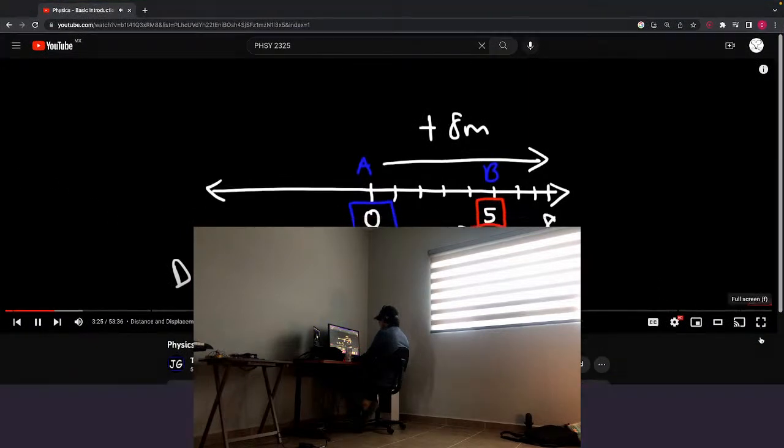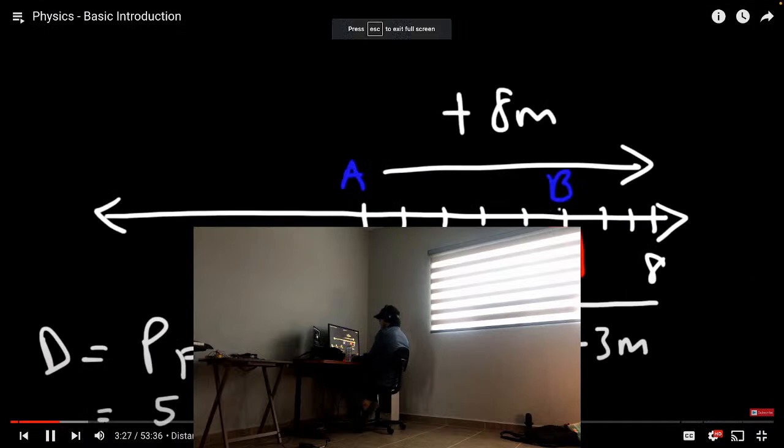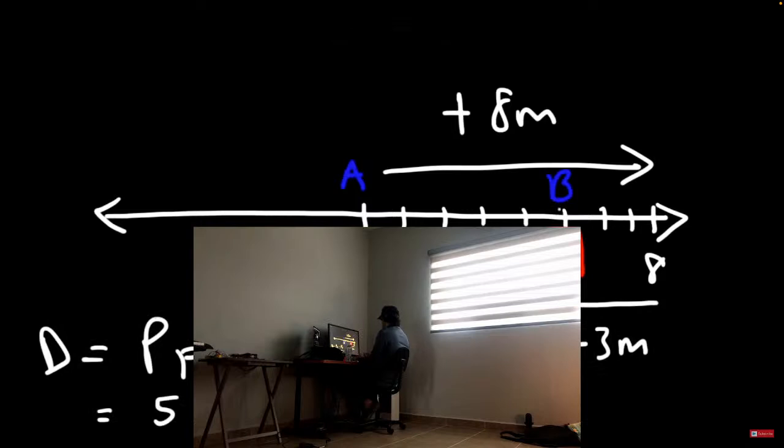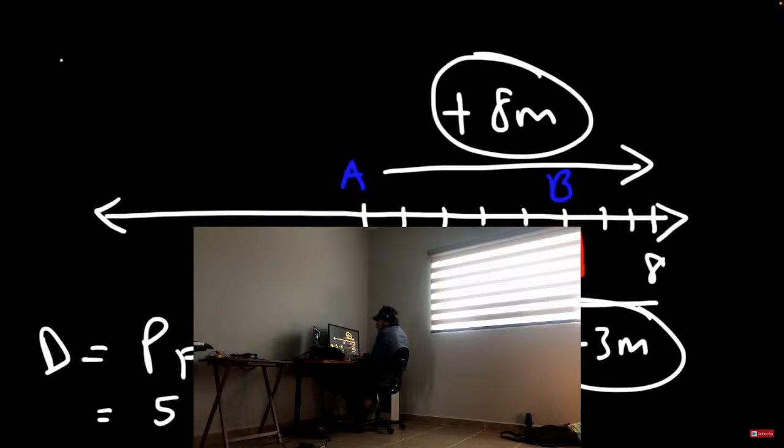is a scalar quantity. It only has magnitude. Displacement is a vector quantity. It has both magnitude and direction. In the case of distance, in the first part of the trip, he traveled a distance of +8. In the second part, he traveled a distance of +3. And so the total distance is 11 meters.